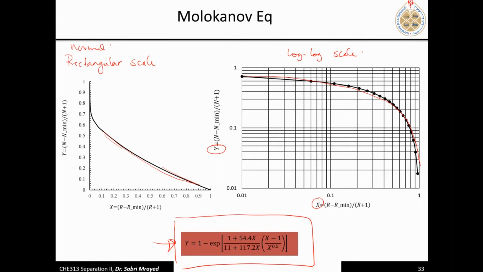And this is the equation. So you can use the graph to, for example, at certain x, you go up here, you can get your y, and from y you determine the number of theoretical stages, or from x you can put it here, and you take the exponent of these parameters, you can get y. So it's up to you.